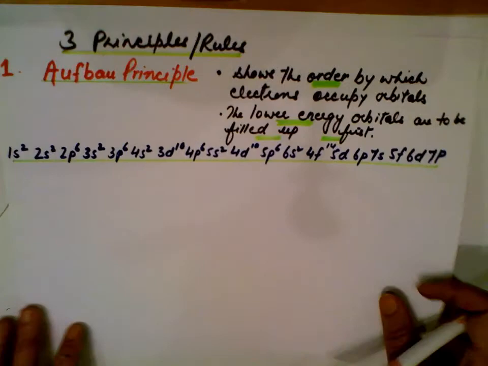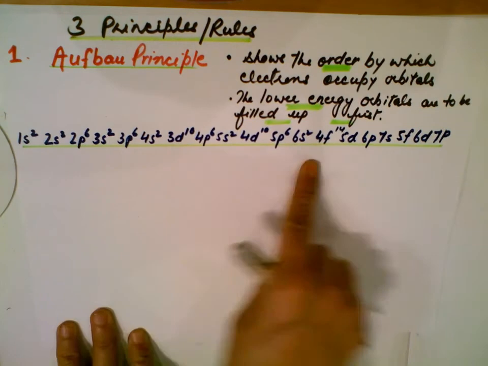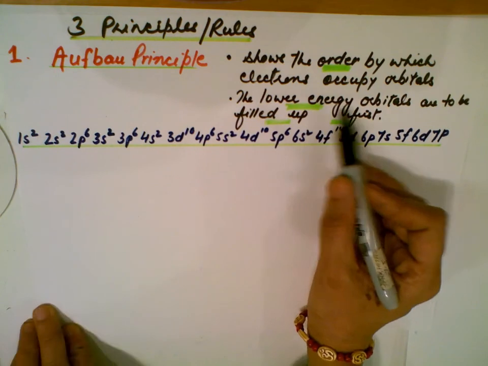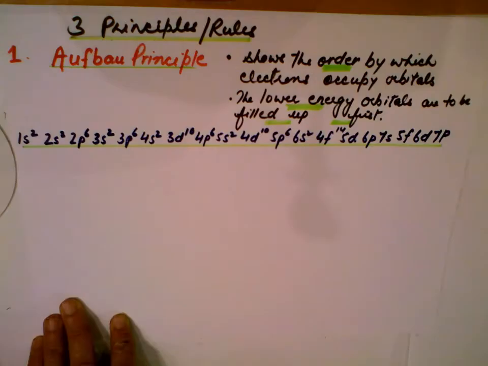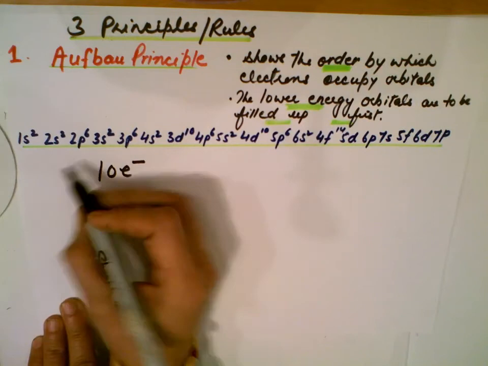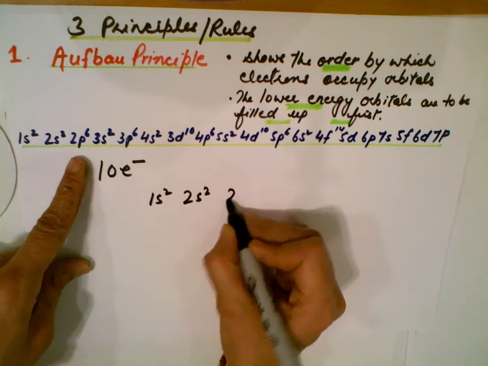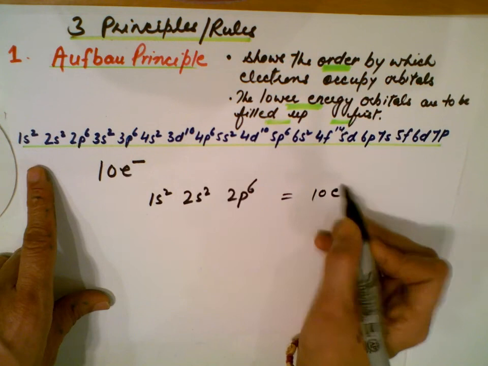Let me explain each of those principles. The first rule shows the order by which we are filling the electrons. This is the order I was following. It also tells you that you have to fill the lower energy orbitals first. So if there are 10 electrons, you start filling with 1s2, 2s2, 2p6. You see 2 plus 2 plus 6 is 10 electrons.